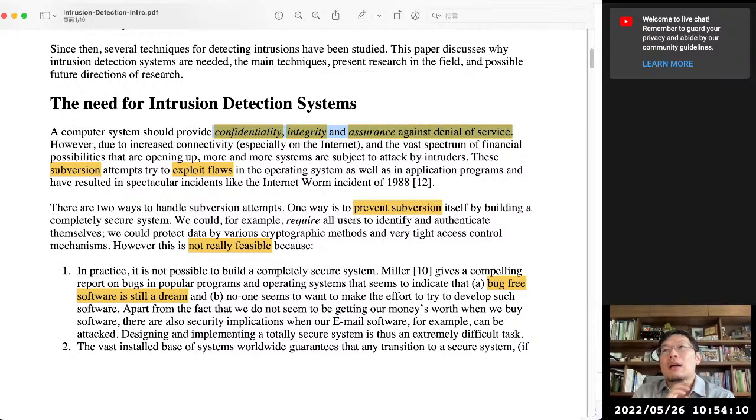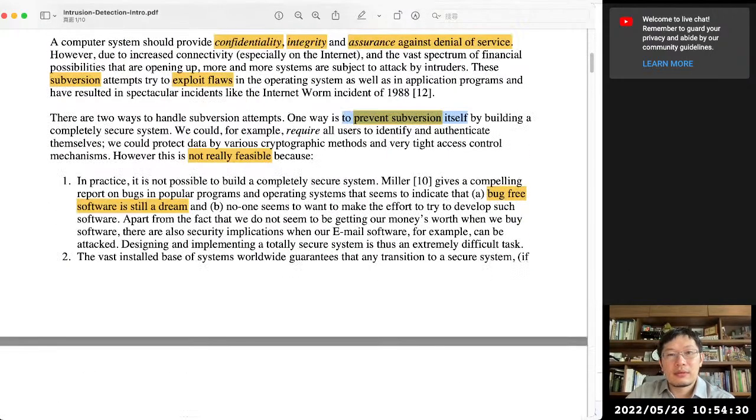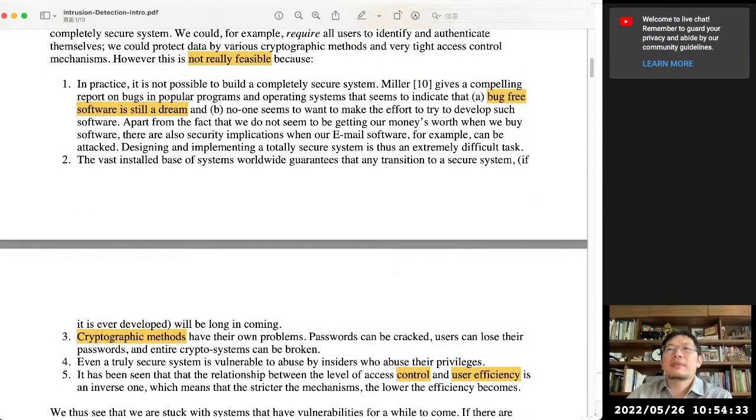Every time we talk about security or a security system or security management, you have to think about confidentiality, integrity, and assurance, which is CIA, right? Here there are some approaches that are not really feasible. For example, in practice, usually you cannot find bug-free software. It is inevitable that when programmers write their programs, there's always a bug.